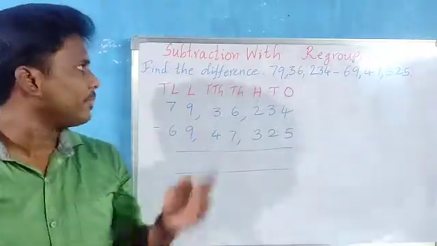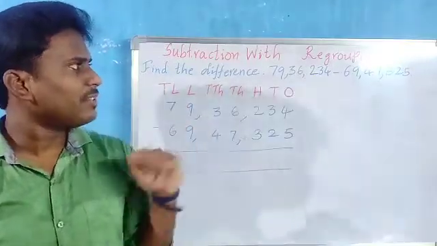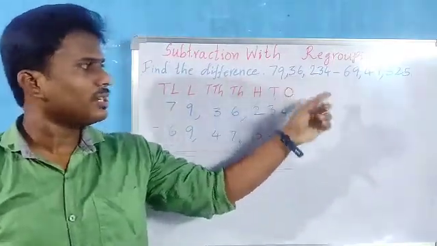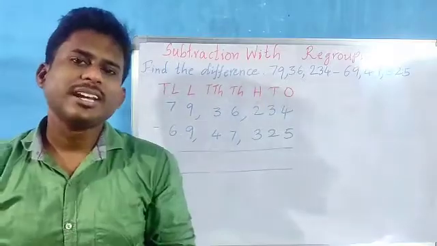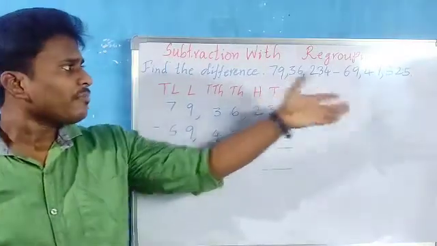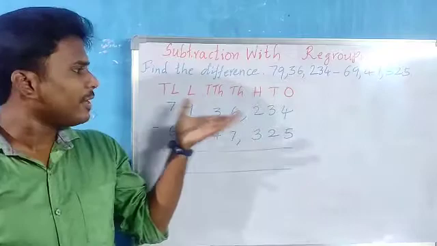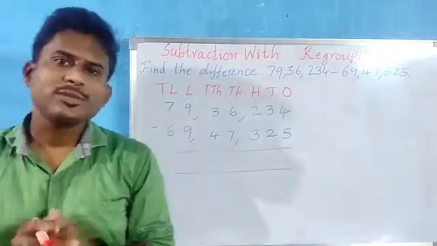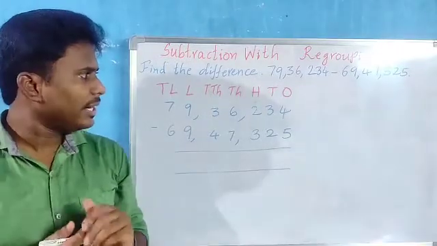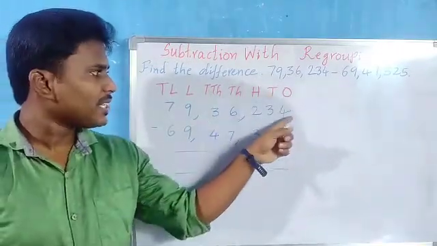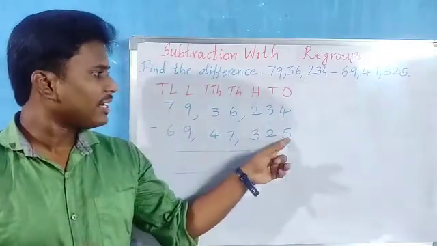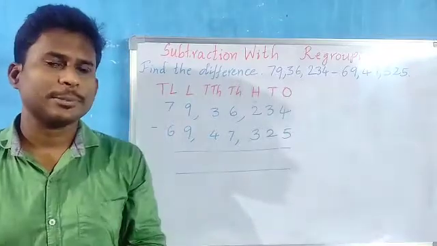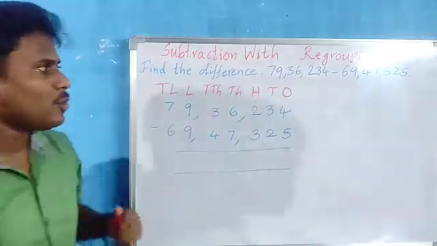Subtraction with regrouping. Find the difference. The question is given in this way. Directly it has given 79,36,234 minus 69,47,325. So we have to arrange the minuend and subtrahend in this way, children. After that we have to subtract. Now see, children, 4 minus 5. Is it possible? In the ones place we have 4, that means 4 ones, and here 5 ones. So can you subtract 5 ones from 4 ones? It's not possible, children. So what do we have to do?